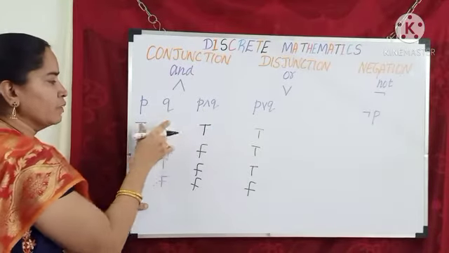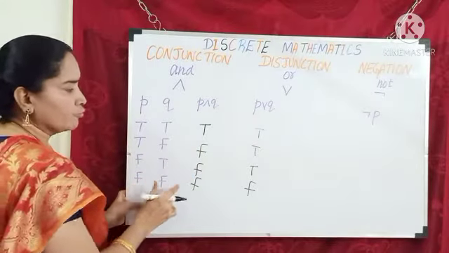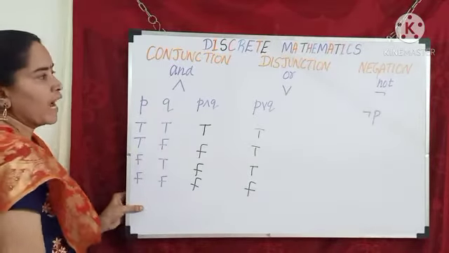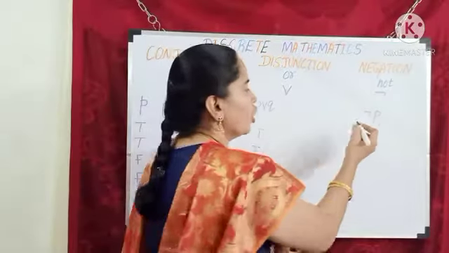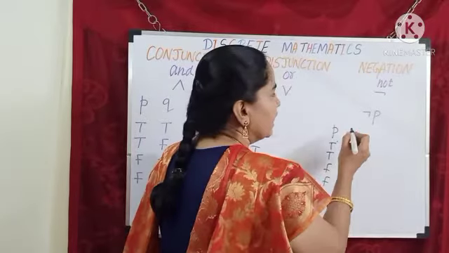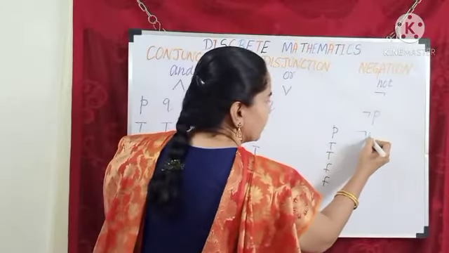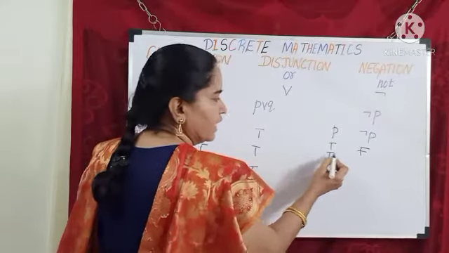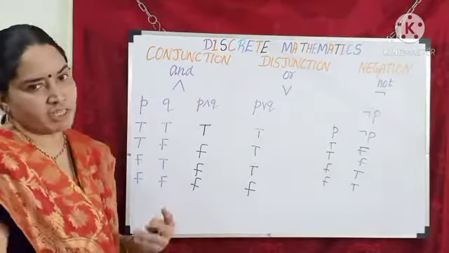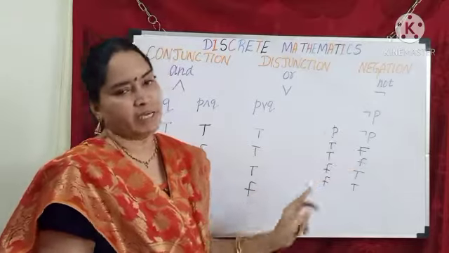This symbol tells me only when both are true, it is true. Whereas this symbol tells me only when both are false, it is false. All other cases, it is true. And what does not tell me? Not P, if P is T, T, F, F. Negation tells me to change. If I say T, negation P will be false. T gives false, false gives true. So what do we do? Just change it. Just reverse it. T becomes F, F becomes T in negation.